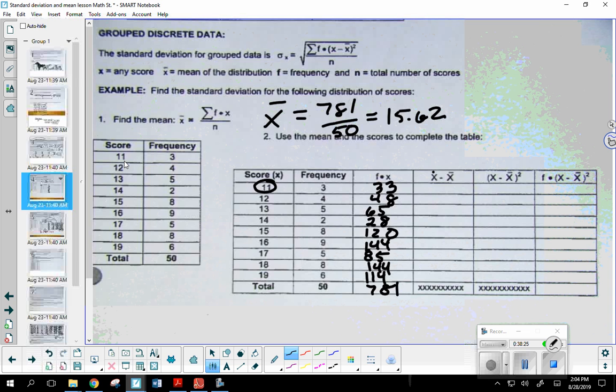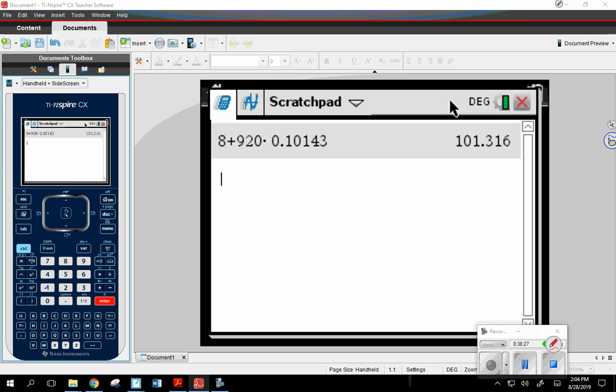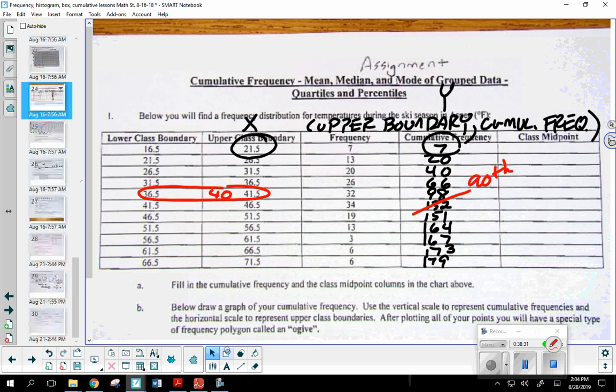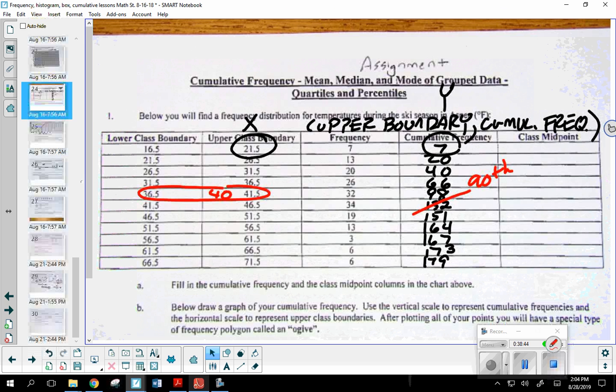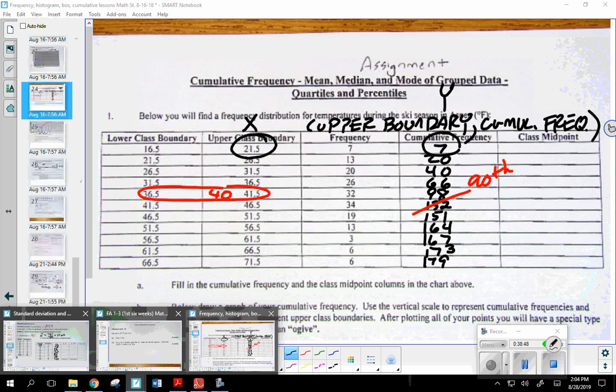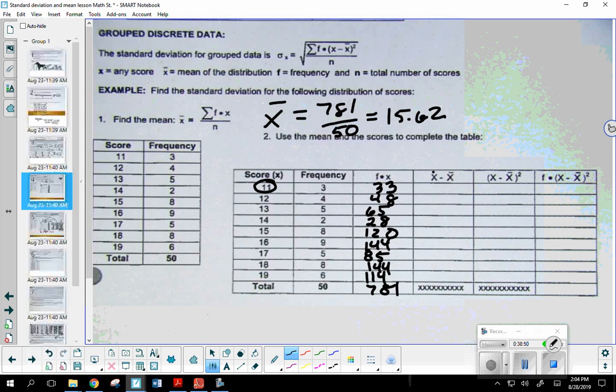So for example, okay, 11. Oh, it's not letting me do it. Let me go back over here very quickly. Okay, now let me see if it does that. Okay, so 11 minus 15.62. Okay, so that's going to give me negative 4.62. Okay, so I'm going to come on over here. Oh, I'm on the wrong one. So that's negative 4.62. So you're going to do that for all of them.